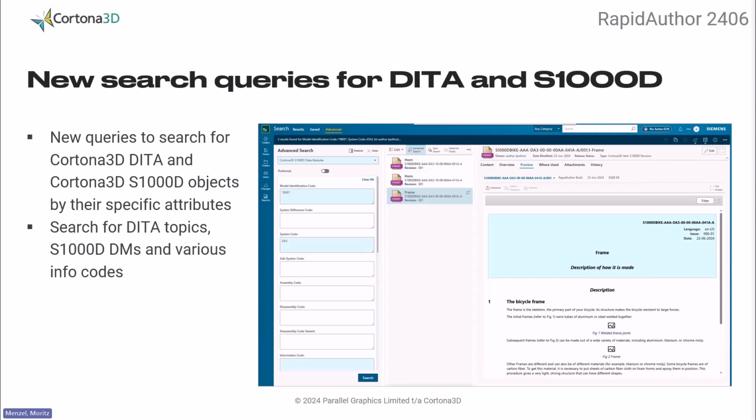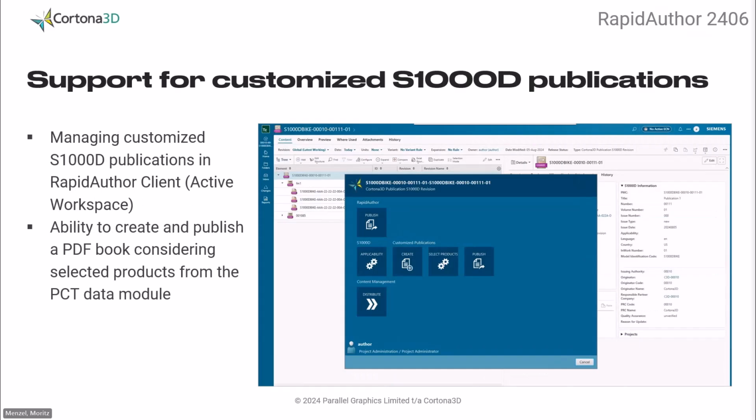We have added convenient search queries for S1000D and DITA objects in Active Workspace. These are equivalent to the search windows in Cortona 3D Technical Publications Enrich clients for S1000D. And here you can search for DITA topics, S1000D data modules, and various info codes. We now also support managing customized S1000D publications in RapidAuthor client in Active Workspace. That means you now have the ability to create and publish a PDF book considering the selected products from the PCT data module.